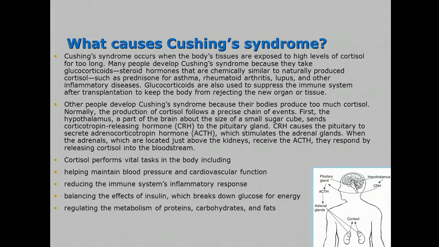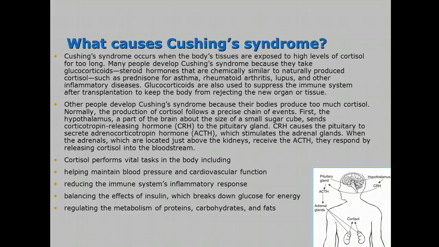Now, an example I can think of of somebody that had this look was my father-in-law, who was on steroids at the last stages of cancer. And that caused him to have that round face. He was almost unrecognizable, actually. Other people develop Cushing syndrome because their bodies just produce too much cortisol.